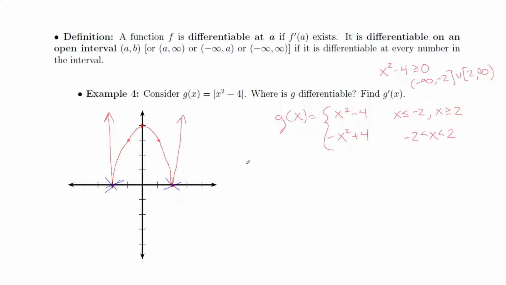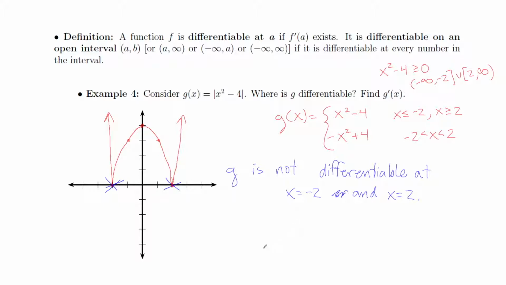So what we discovered is that g is not differentiable. Can't take the derivative at negative 2, I should say, and 2. So you can't take the derivative there.